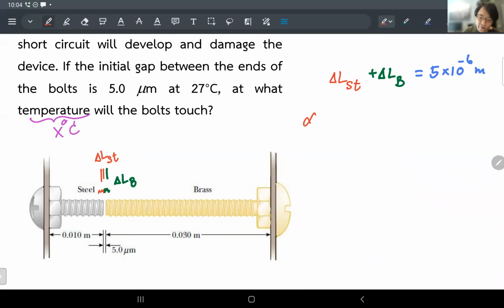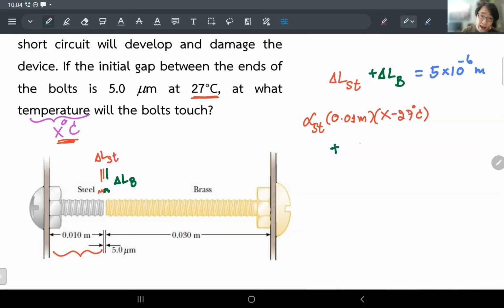So it's going to be the alpha of the steel, which you can look up, times the original length of that piece, which is 0.01 meter. So you can put 0.01 meter there. I work everything in the SI system. And then the delta T, the temperature change. Because we start everything from 27 and eventually it gets raised to X Celsius, the change in temperature is going to be X minus 27. Sounds good?